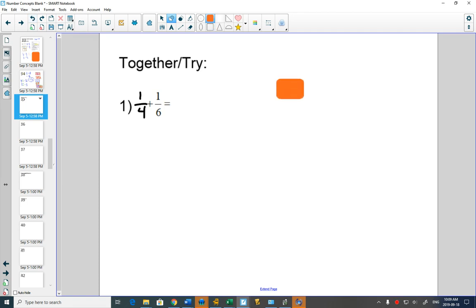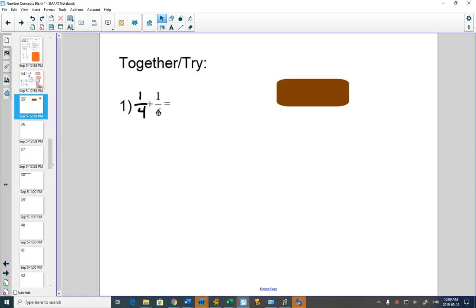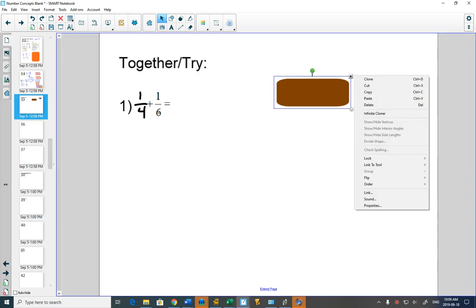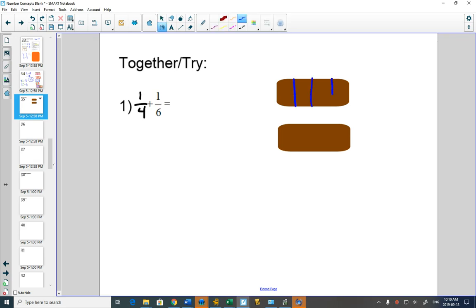Here's my new chocolate bar. Perfect. There's our brown chocolate bar. We have two of these chocolate bars. One of them is split into quarters, so that means it's split into 4 equal pieces. The other one is split into 6 pieces.